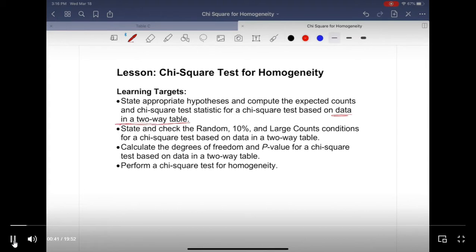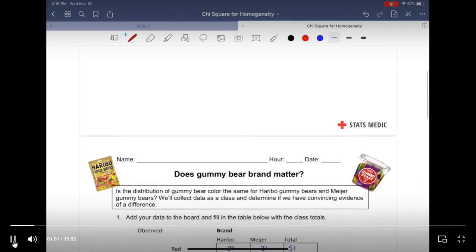Next, you're going to state and check conditions, so again, random, 10%, and large counts. And then we'll calculate degrees of freedom and a p-value for that chi-square test statistic, again, based on our data from a two-way table. And then we'll put it all together to turn it into a full four-step to perform a chi-square test for homogeneity. So let's move into our notes.